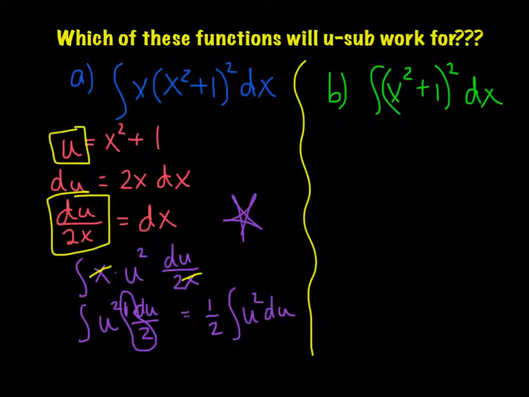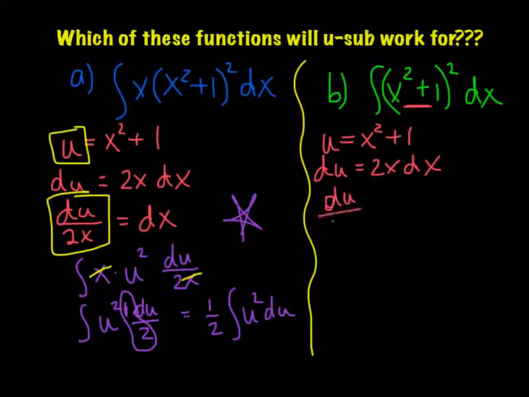Okay, what about letter B? Is this the same? Well, again, we have the same inside function, so we're going to go ahead and say u is equal to x squared plus 1, just like we did over here. Du would equal 2x dx. Solve for dx and you get du over 2x equals dx. But now what happens when we substitute those same things in? We have the integral of u squared times, in place of dx, I'm putting the du over 2x.